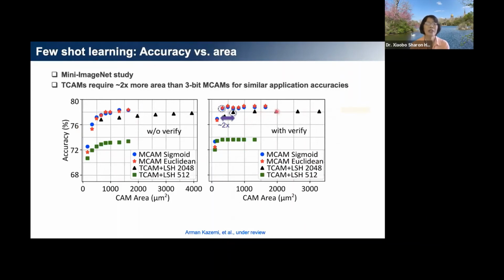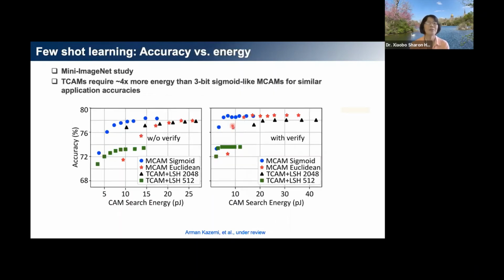However, for the other designs, much larger Tcam designs or MCAM designs, the accuracy becomes similar. However, if you directly compare at about the same accuracy, the 3-bit MCAM actually has about 2x area reduction compared to a Tcam design. So this shows that you do have a nice trade-off between whether you want to use Tcams or MCAMs.